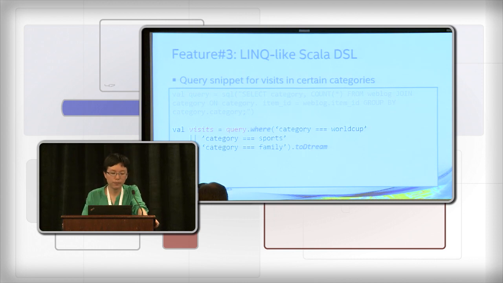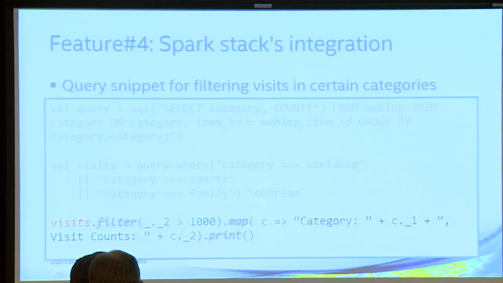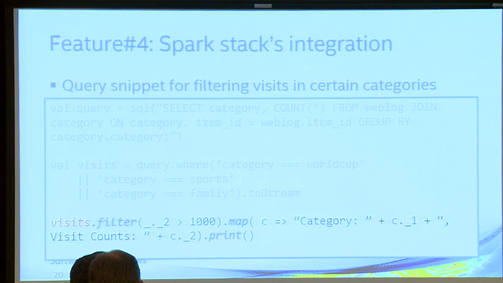And okay, by using that, you can also get the DStream object. And of course, by obtaining that DStream object, you can also use all those predefined transformations and actions for Spark Streaming. So it can easily integrate with an existing Spark Streaming deployment as well. Here we just use the filter and the map to filter out those categories with fewer visits, and also to output those results in a certain format. So that's the idea behind it. That's the idea for this feature, how to integrate with Spark.